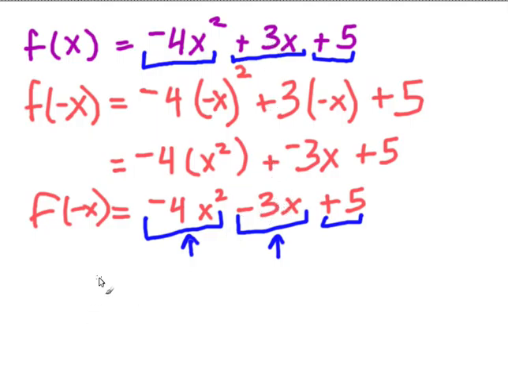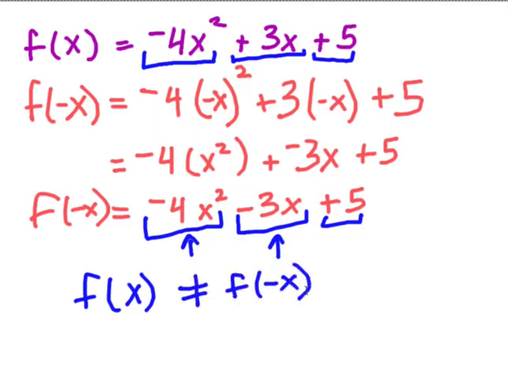Unfortunately, this negative 3x and the positive 3x do not match up. So this tells me that f of x does not equal f of negative x, which means it can't fulfill the definition of having even symmetry. Because it doesn't meet the definition, it's not even symmetry. So we would say that no, this does not have even symmetry.